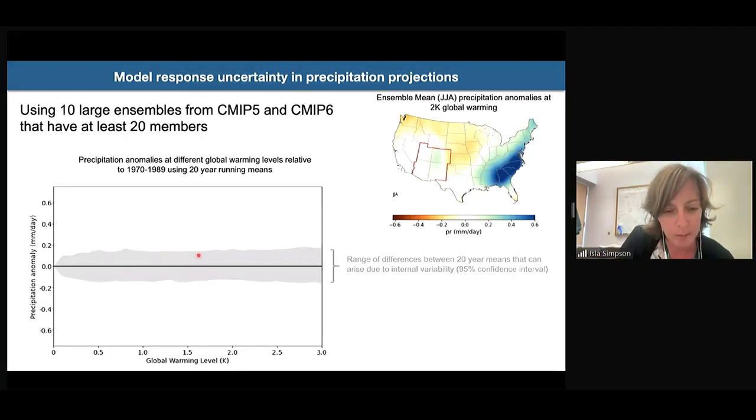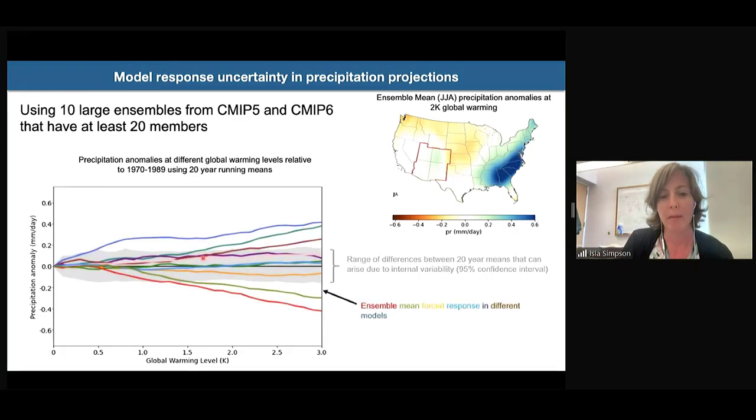And all you see here at the beginning is this gray shaded range just to orient you. And this is the range of uncertainties in 20-year averages that we could have just from internal variability alone. So you can get some perspective on how big the model differences are in their forced projections. And here I'm showing you in the colors the ensemble mean for each of these 10 models. So this is the forced response. This is how the models are responding to greenhouse gases. And you can see that they are all over the place. And the range of uncertainty is large.